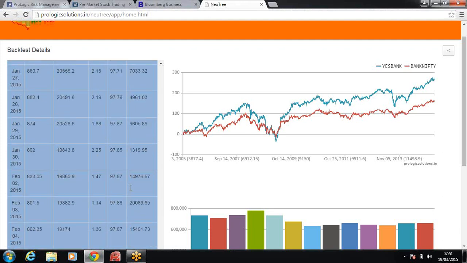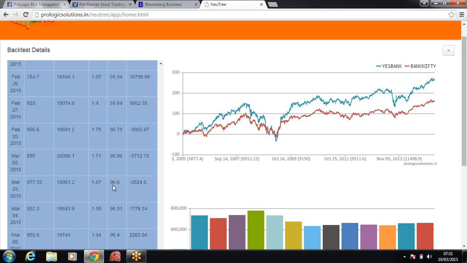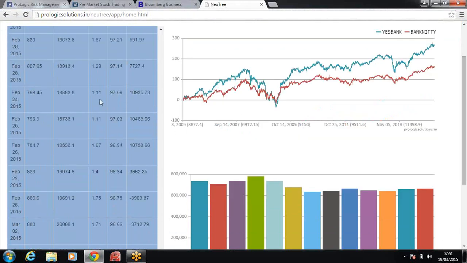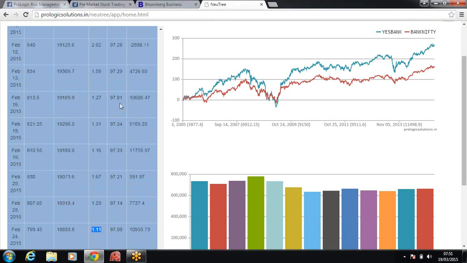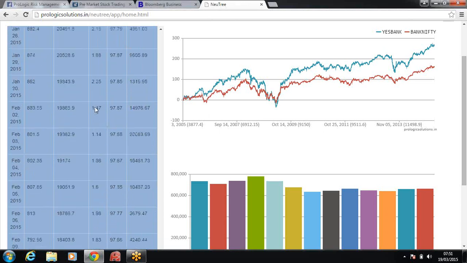So let's see where our exit is. See, 1.14 is quite near to 1. So this could have been a good exit. But in case you haven't come out of the trade here, then you'll have to wait till it comes to 1. This is another good exit point, 1.1. But 1.14 here has already given 20,000 rupees.